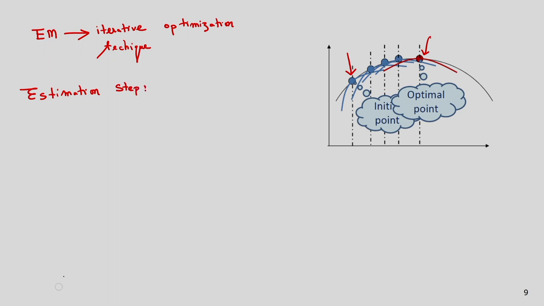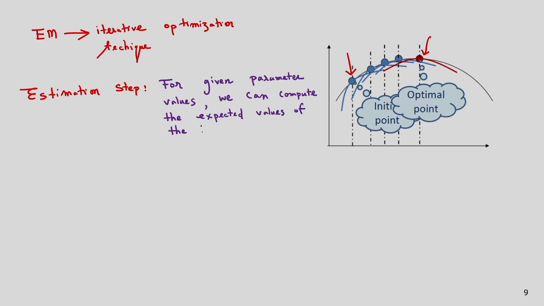In the estimation step, what I need to do: for given parameter values, we can compute the expected values of the latent variable. That is nothing but the responsibilities. That is the expectation step.